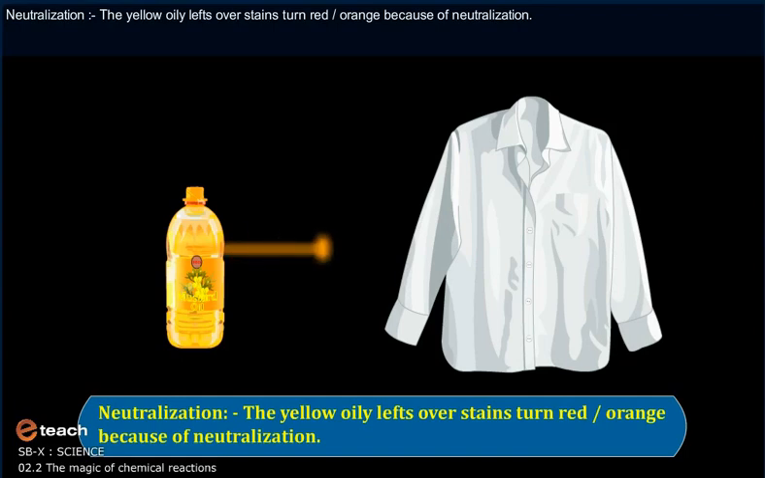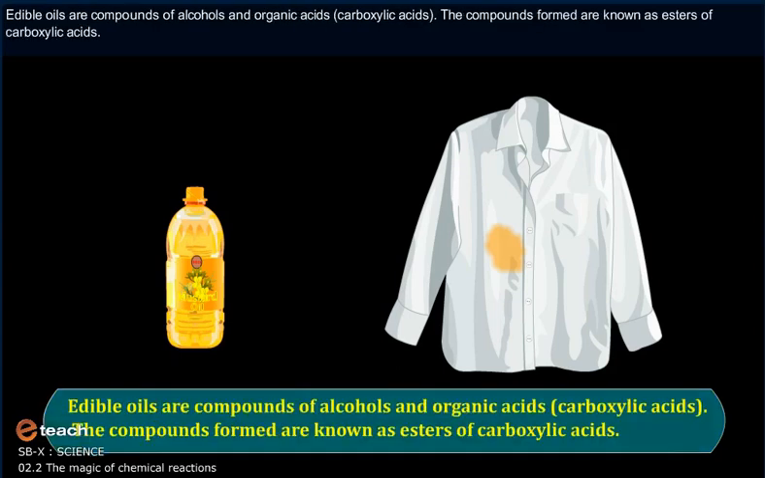Neutralization. The yellow oily leftover stains turn red or orange because of neutralization. Edible oils are compounds of alcohol and organic acids, that is carboxylic acids. The compounds formed are known as esters of carboxylic acids.